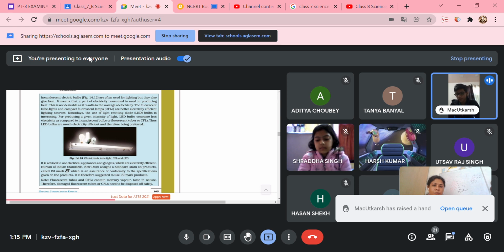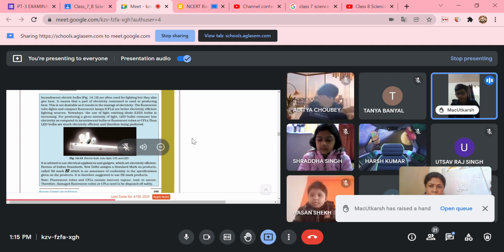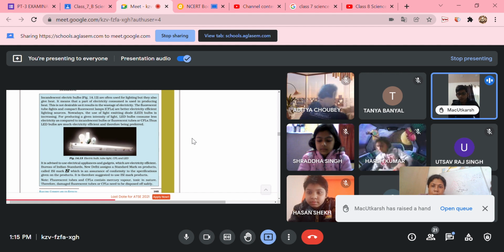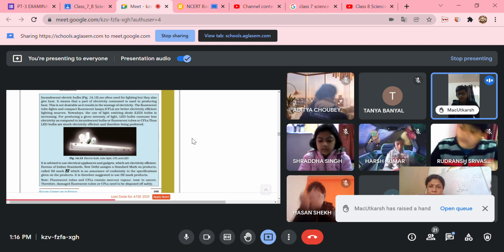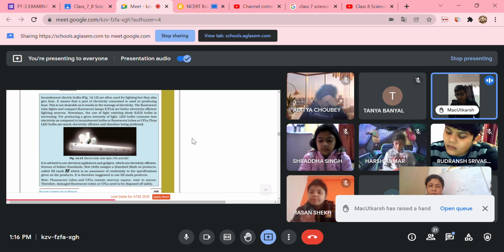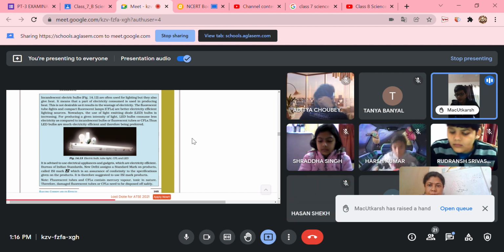Bulbs (Figure 14.12) are often used for lighting, but they also give heat. It means that a part of the electricity consumed is used in producing heat. This is not desirable as it results in the wastage of electricity. Fluorescent tube lights and compact fluorescent lamps (CFLs) are better. CFLs are better, electricity-efficient lighting sources.